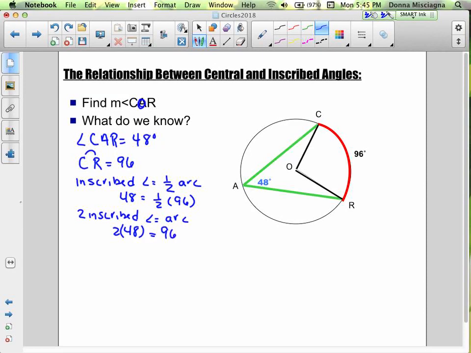We want to find the measure of the central angle, and we have 2 ways we can do that. Right, angle COR. First of all, since we have so much information, we know that the central angle equals the arc. So if the arc is 96 degrees, so is the measure of angle COR. Method 2.